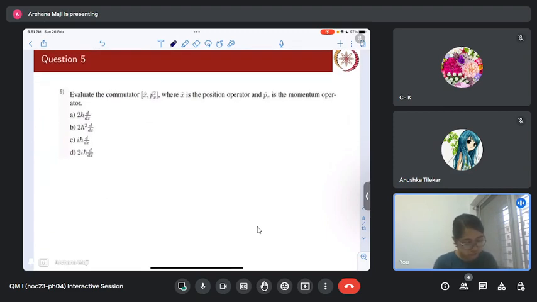We have to evaluate this commutator where X is the position operator and P is the momentum operator. Can you do this commutator? So we just need to know that the XP commutator is iħ. So what will be the value of this commutator?